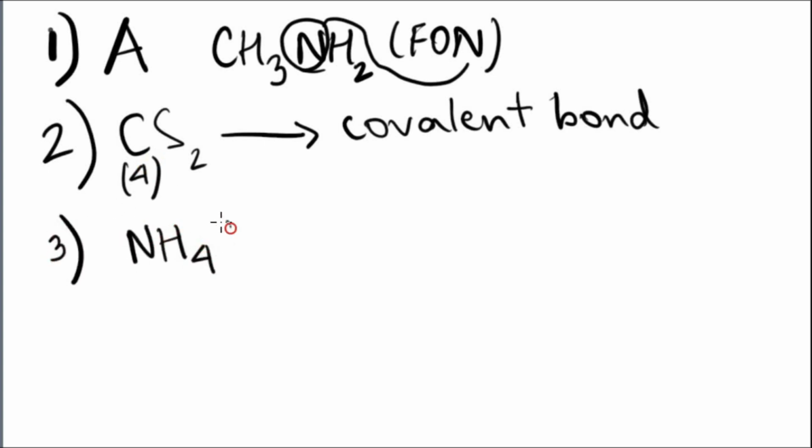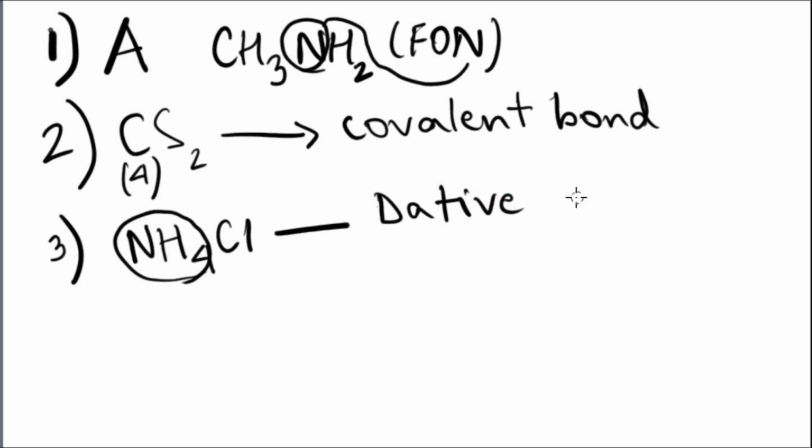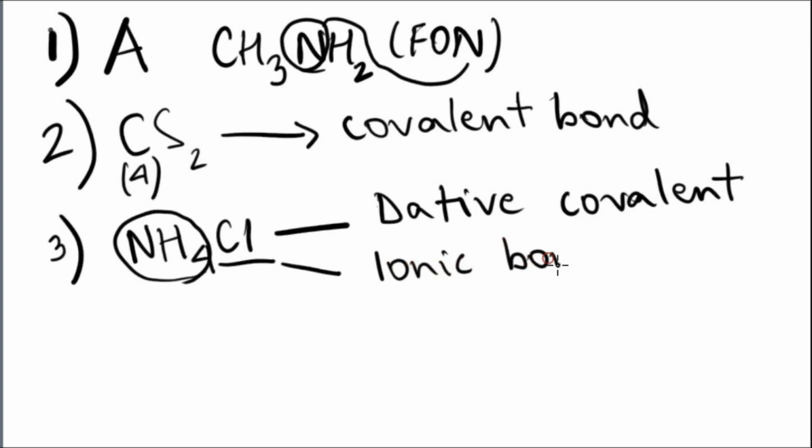There are 2 bonds involved here. One is with the 4th hydrogen atom, which is a dative covalent bond. The nitrogen donates a lone pair of electrons. And the second one is with chlorine atom, which is ionic bond, because chlorine is in the 7th group in the periodic table. And for the last one, the answer is C.